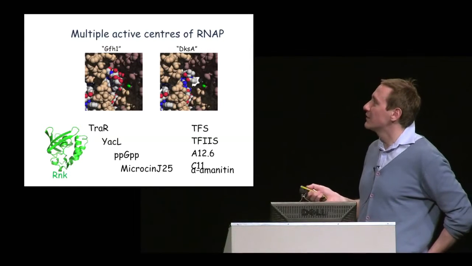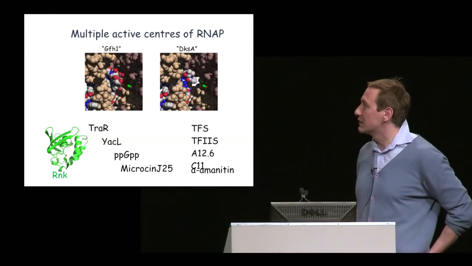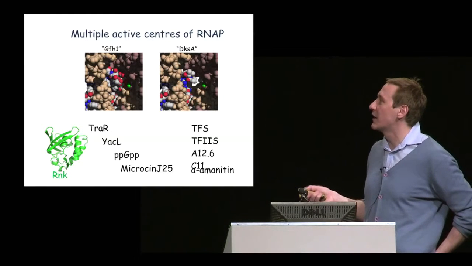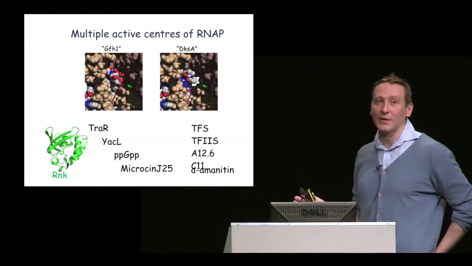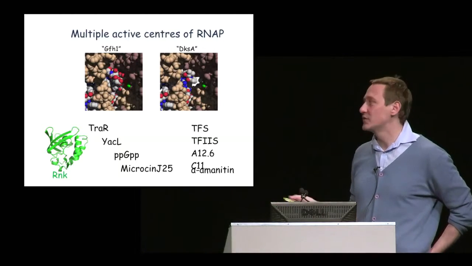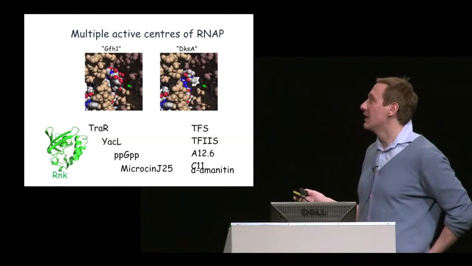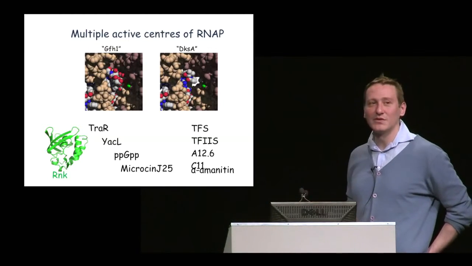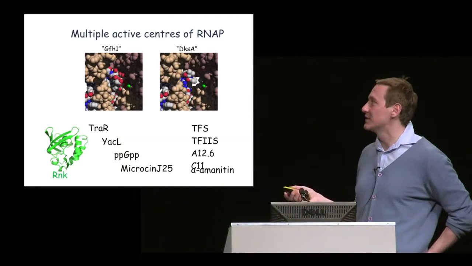So there are three other homologs of GRE factor called Rnk, TraR, and YacL. We have no idea what they do. In vitro, they are very silent. In vivo, you can delete them easily. But yet again, we just don't know the signals that force them to come to the active center and substitute for the trigger loop.